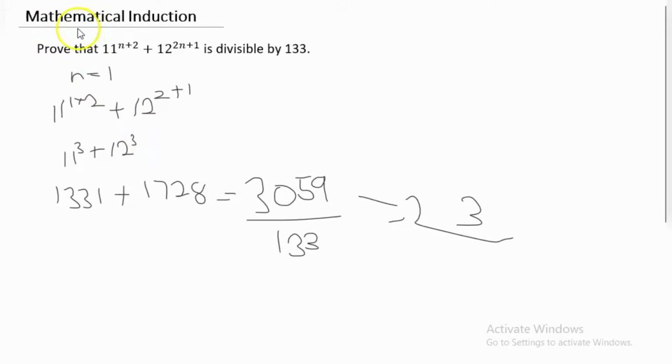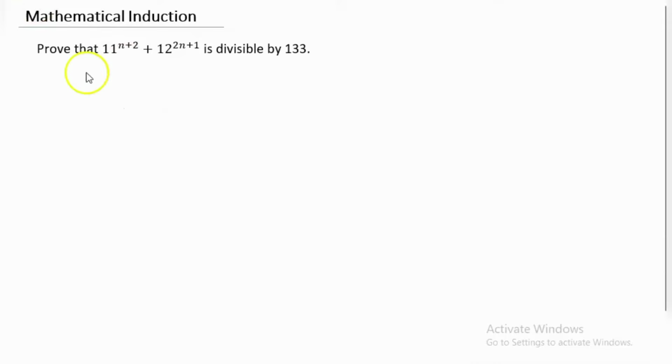Okay? So now let's go over to n is equal to k. We need to assume that n is equal to k. It means that wherever we see n, we're simply going to put k. Now, we're not proving that n is equal to k. We're just assuming that it is. So wherever we see n, we put k.